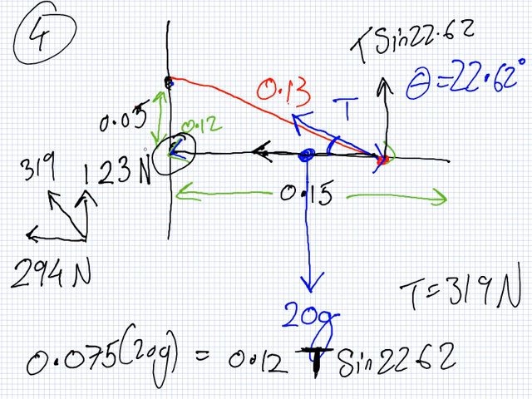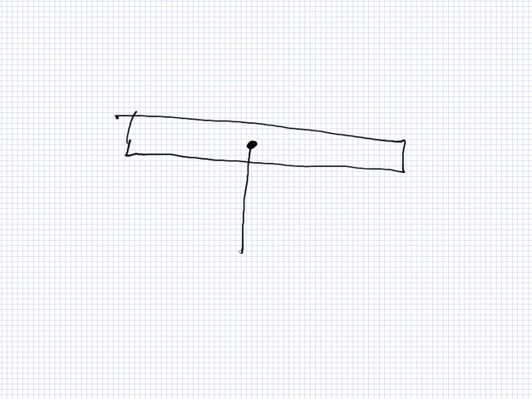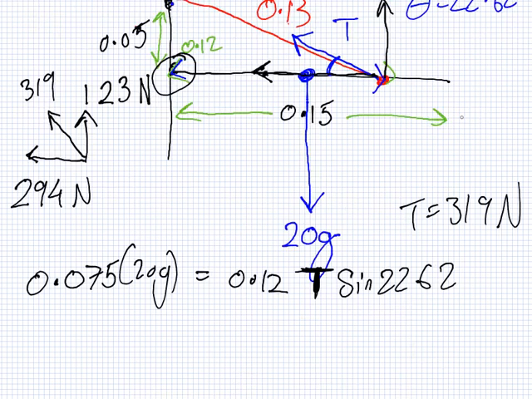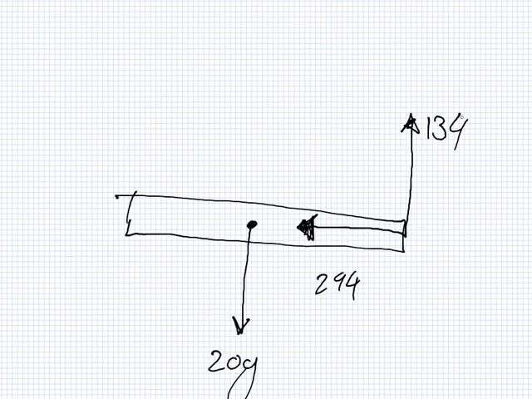Okay, can I just redraw this picture? Can I go down a bit? Yeah. So if we look at the beam, how much is this force here? 20G. How much is this force here? The T x component. I had 294. And then how much is this force here? 123.